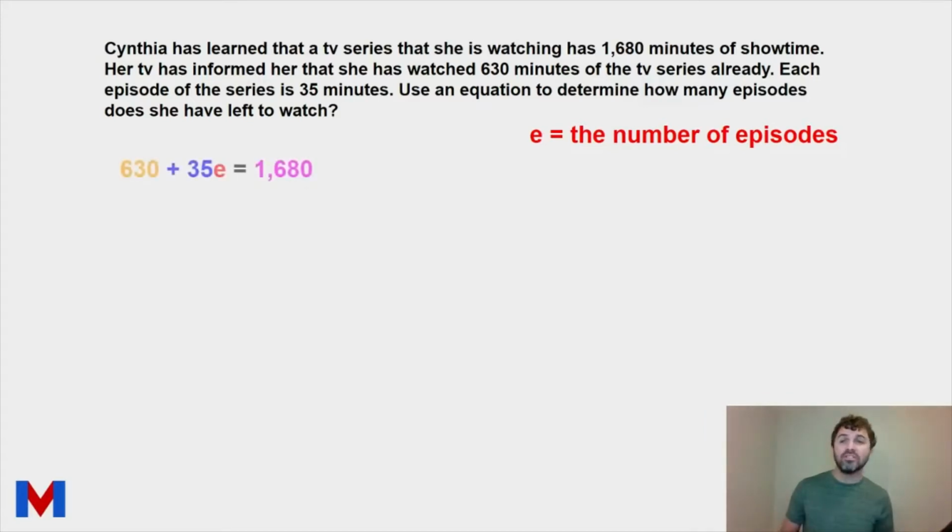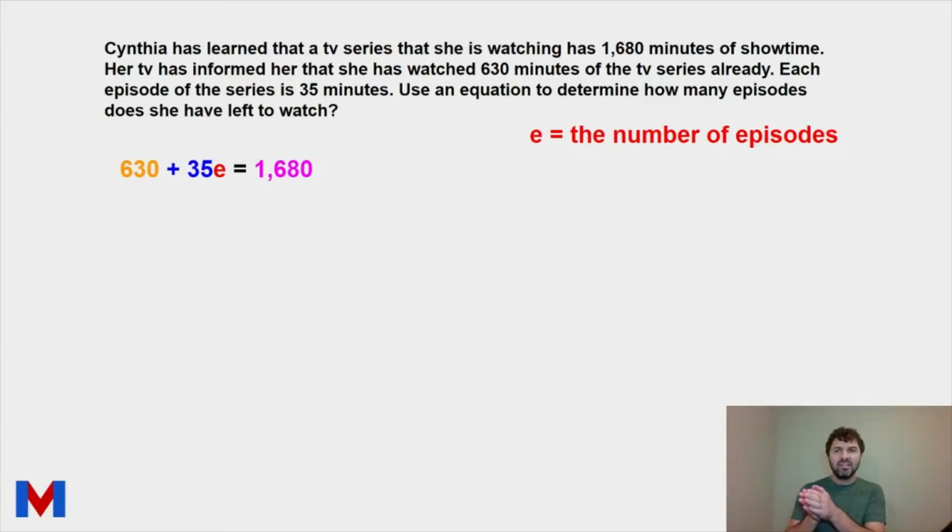So I wrote this equation here: 630 plus 35E equals 1,680. And you're thinking, where did he get that from? Alright, let me tell you. It says right in the beginning part that the TV series has 1,680 minutes of showtime. So that's a total there. So I set it equal to 1,680 because that's the total that we're going for.